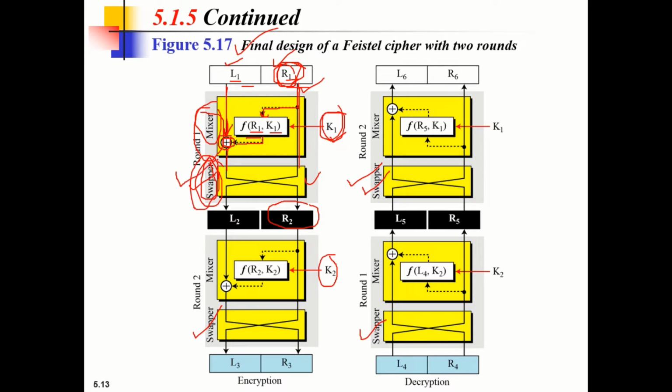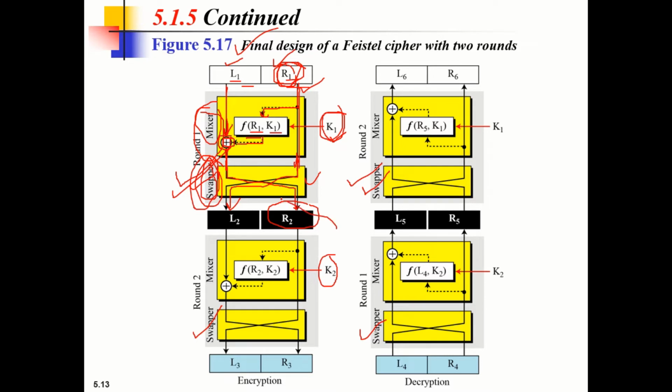And we are using a swapper also. So what does this swapper do? It swaps the right and left parts of the message, right? So here, after the XOR operation, this is the left part and this is the right part of the message. The left part has been made the right part of the message, and the right part has been made the left part of the message, right? So this is the task of the swapper.